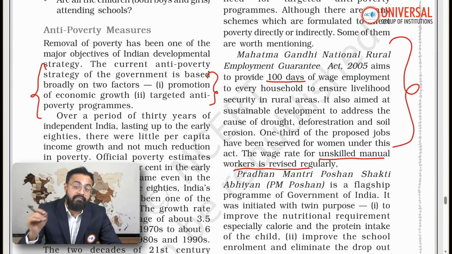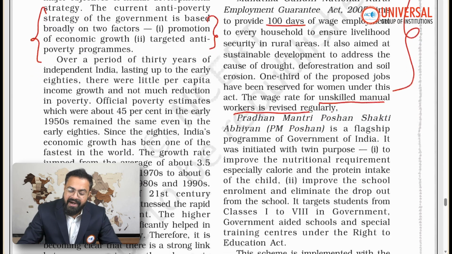So once you are enrolled for the program, 100 days of work is ensured for you. Within 15 days of your application, if the panchayat fails to provide you the job, then it is the duty of the state government to provide you with the unemployment allowance. So what is being done? Income security is being guaranteed for 100 days.